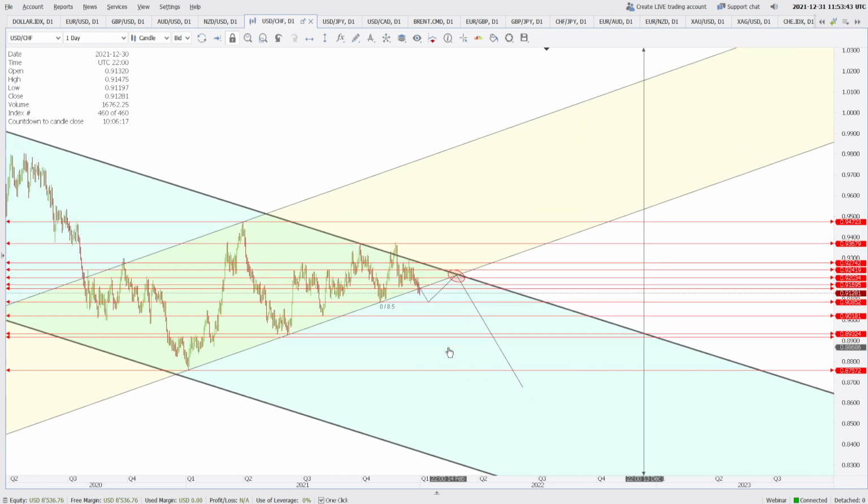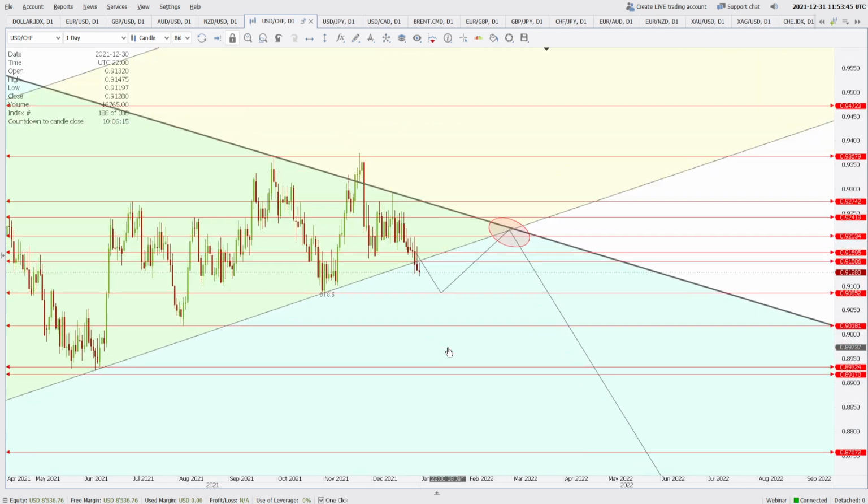Now, well, with today's close below this rising channel, it is not only today's close, it is a yearly close, it is a monthly close, as well as a weekly close.